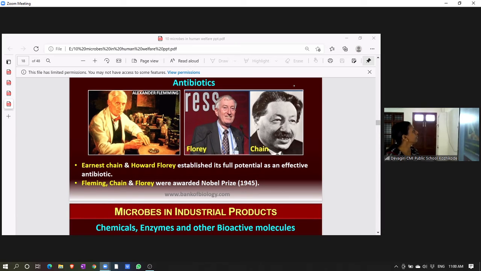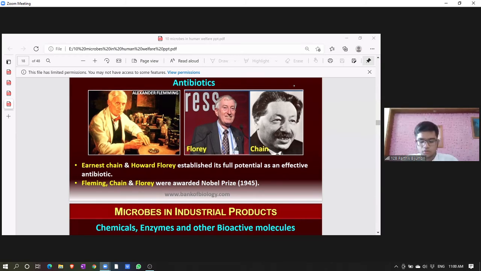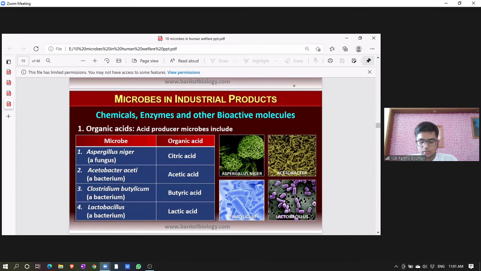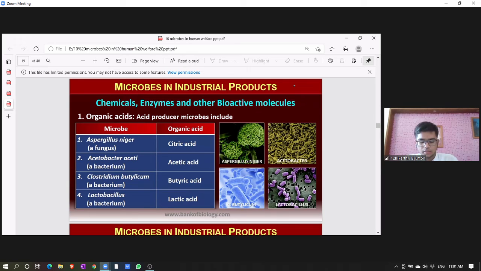Microbes are also used for commercial and industrial production of certain chemicals like organic acids, alcohols, and enzymes. Examples of acid producers are Aspergillus niger of citric acid, Acetobacter aceti of acetic acid, Clostridium butylicum of butyric acid, and Lactobacillus of lactic acid.